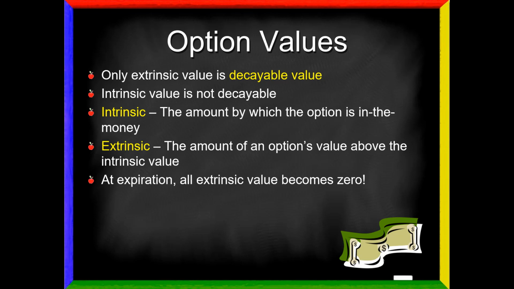When we get to expiration, all extrinsic value must become 0. That's important. Once that expiration bell rings, we know for a fact every single strike for that month has 0 extrinsic value.